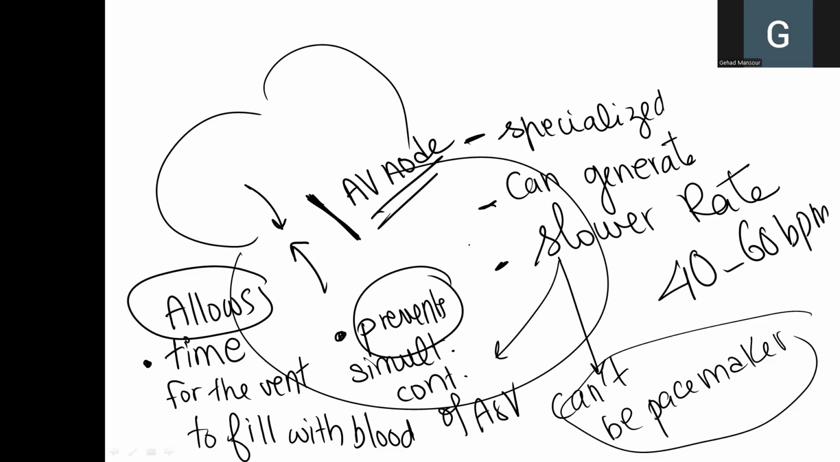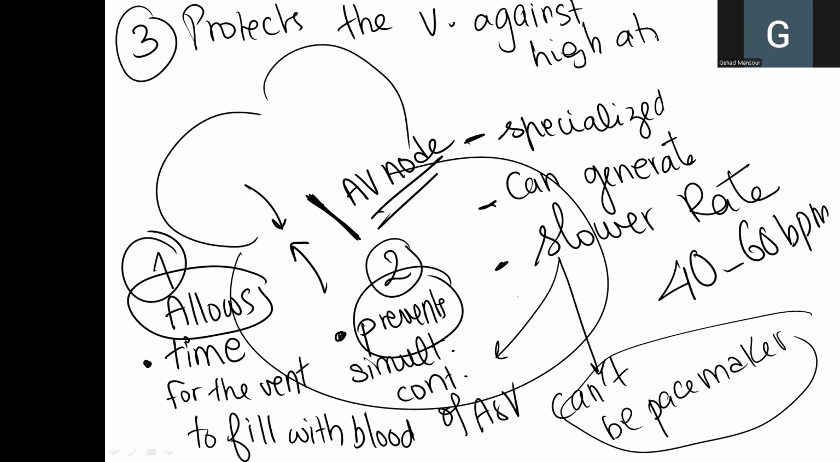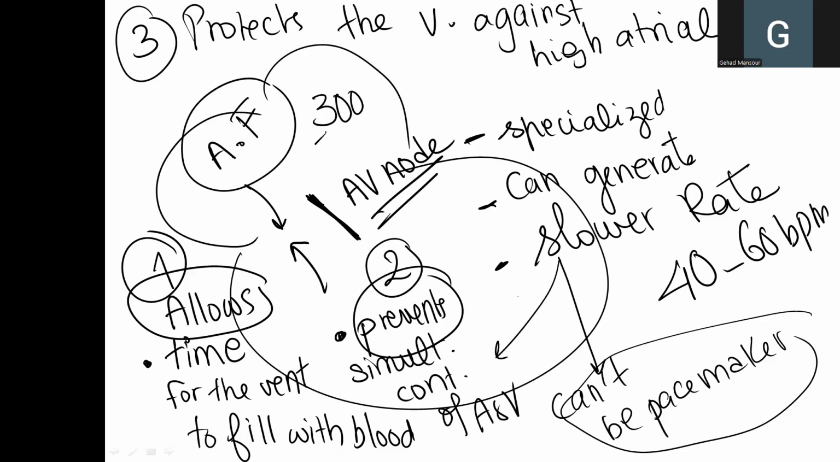And there is another third benefit that we haven't mentioned before, but of course you can deduce it now that you have studied the arrhythmias. Number 3, it protects the ventricles against very high rates of the atria. We have seen this, for example, in atrial fibrillation or atrial flutter, with a very high rate by an ectopic focus in the atria that beats at 300 beats per minute. Of course, the slow rate in the atrioventricular node is protective.